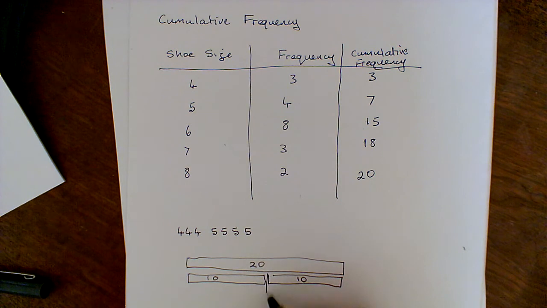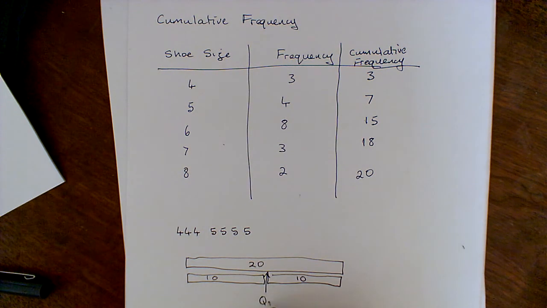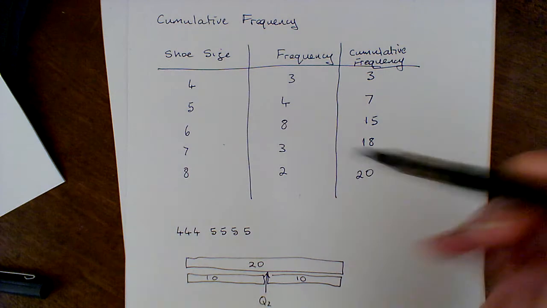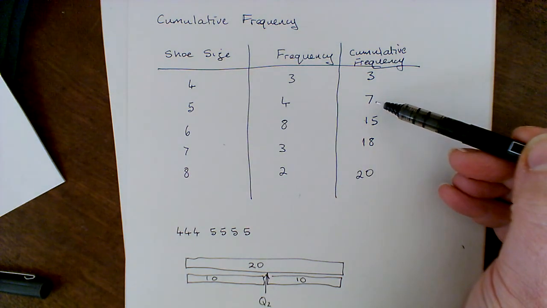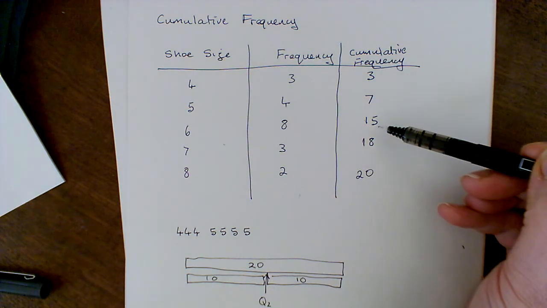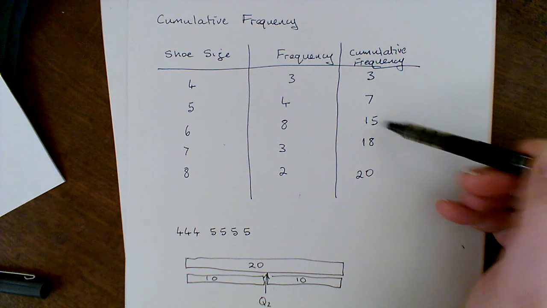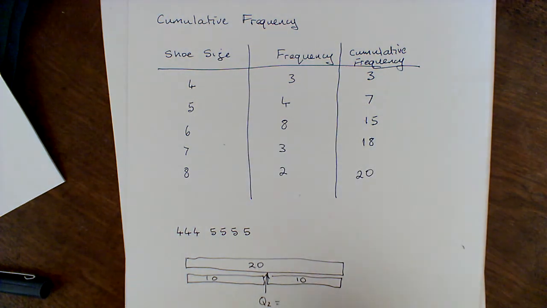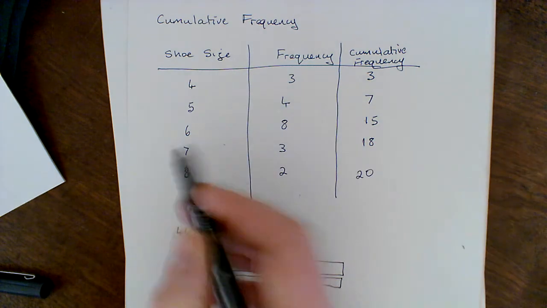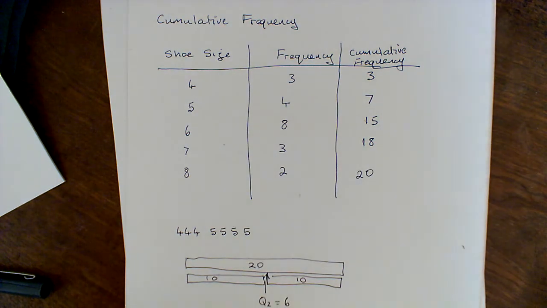So Q2 is going to be halfway between the 10th person and the 11th person. So let's see where those people are. Up to here we've got up to 7 people, and then up to here we've got up to 15 people. So the 10th and 11th people must both be in that row, so Q2 has to be whatever that row is, which is shoe size 6.